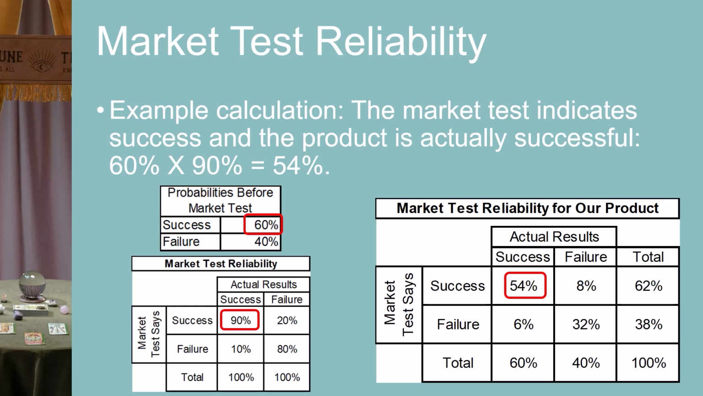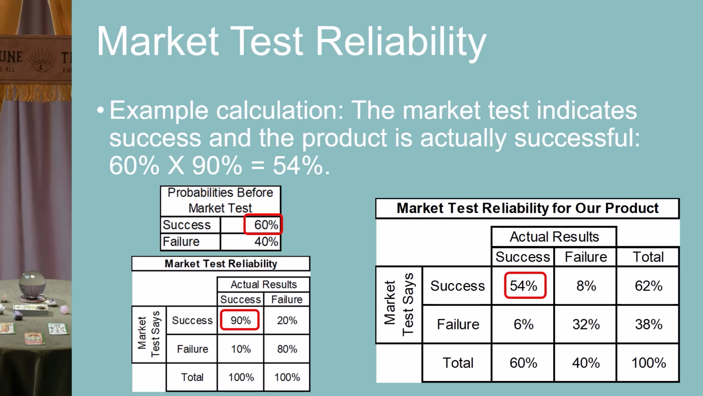The next box is the market test indicates success and the product is actually a failure. This is calculated as the 40% probability of actual failure multiplied by the 20% probability that the test indicates success when the product is actually a failure, which is 40% times 20%, which equals 8%.